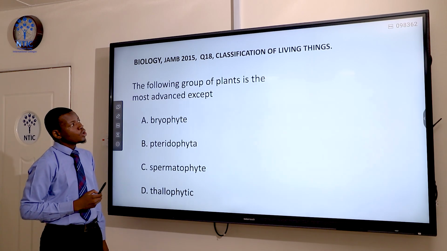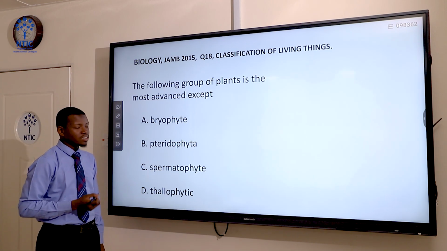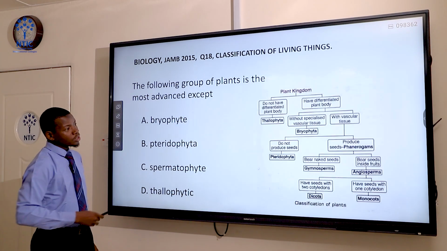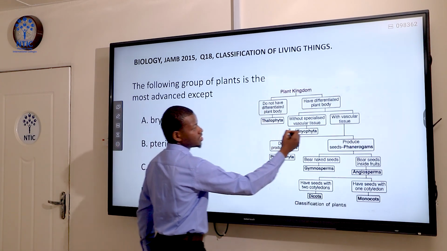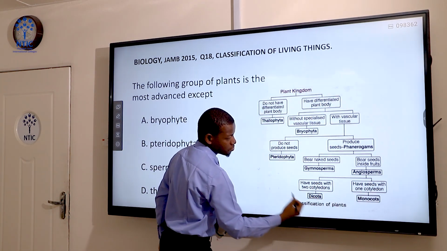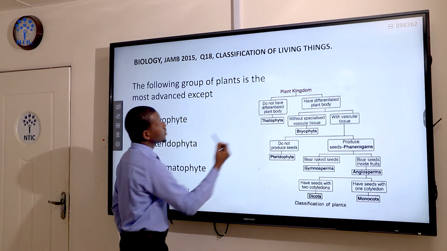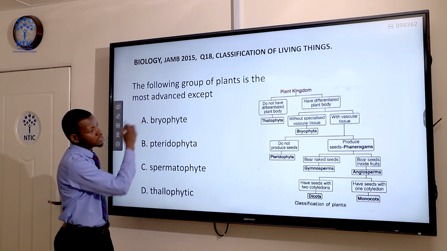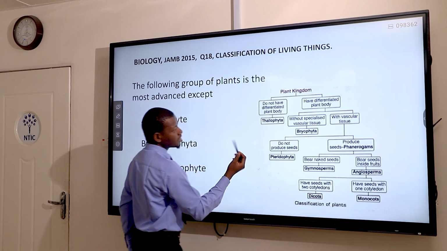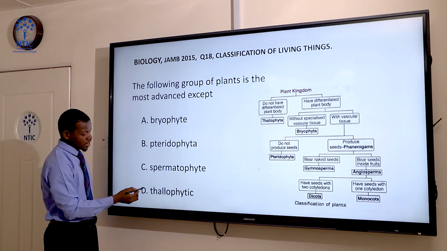Question 18. The following groups of plants is the most advanced except A. Bryophyte, B. Pteridophyte, C. Spermatophyte, and D. Thallophyte. Now in this diagram, the earliest or the simplest form of plants are at the beginning, while the most advanced or the most complex are at the end. So Thallophyte is the simplest here. The question is asking about the most advanced. These are the most advanced: we have the angiosperm, gymnosperm, pteridophyte, and the least advanced is the Thallophyte. So the correct option here is Thallophyte.